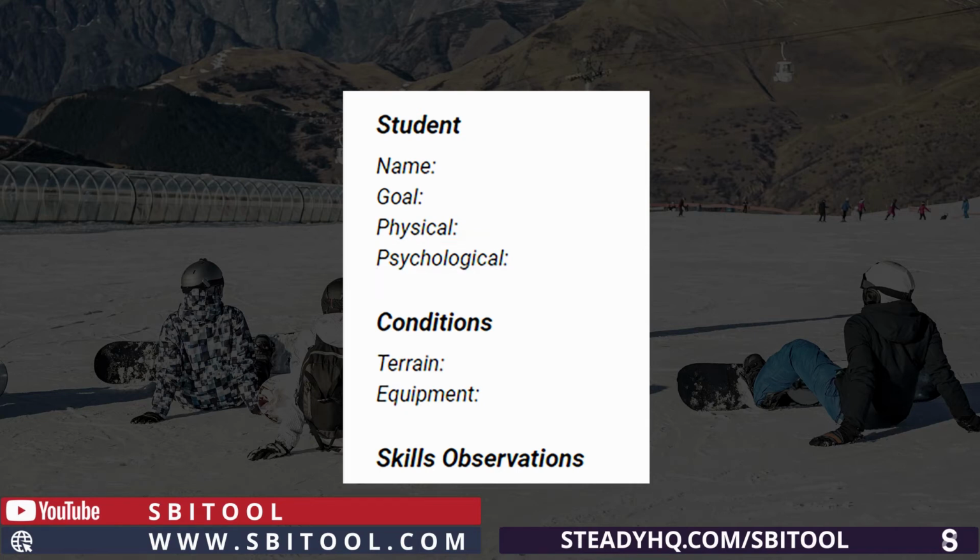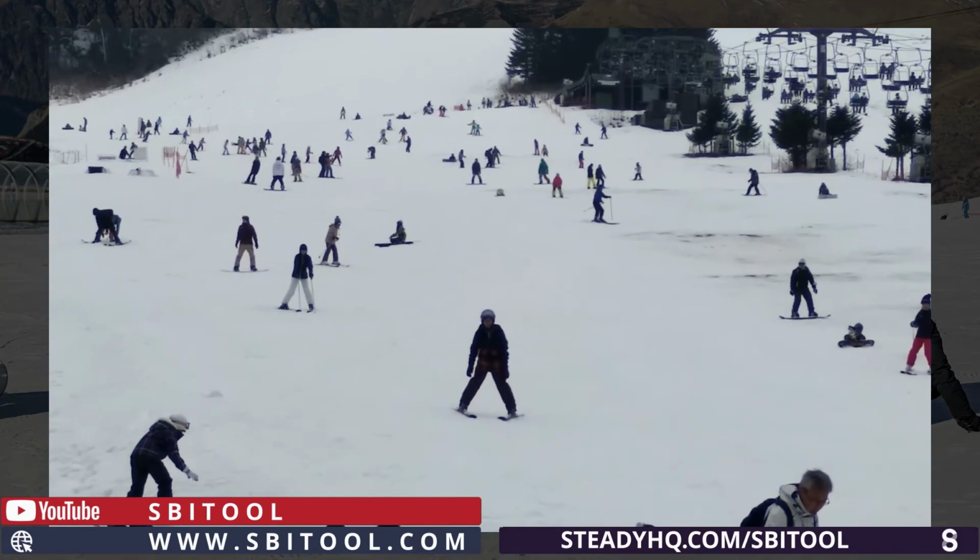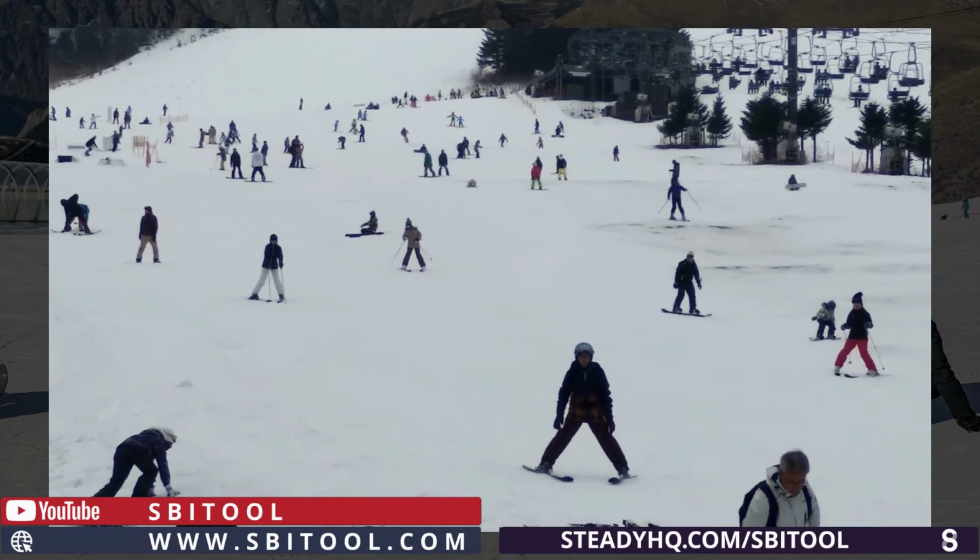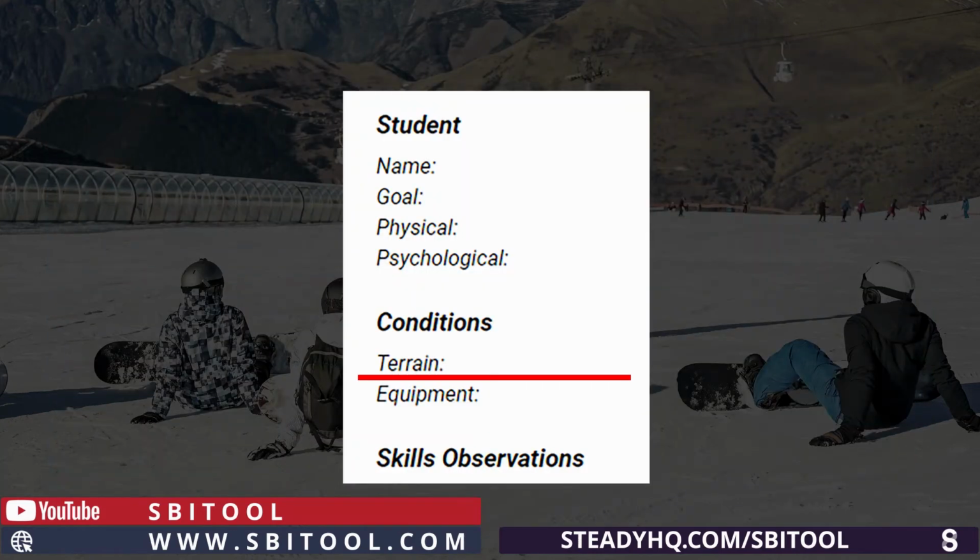The second section of the analysis is about the conditions that may affect your student's performance or determine which kind of exercise you can do. One of the conditions is the terrain, the pitch of the slope, the snow condition, the number of people on the piste. The weather will highly affect how your student will ride, and it is information you have to take into consideration during an exercise.